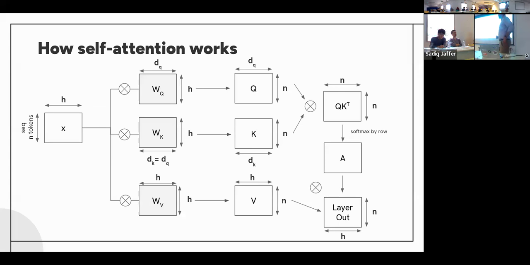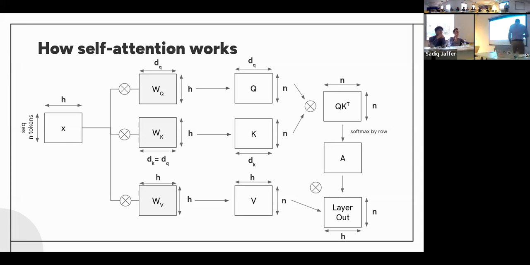So how does self-attention work? Right. So we have X, our sequence, right? Each point in the sequence has a vector of dimension h. And so we can turn that into a matrix H, where it has n rows, where n is the sequence length, and it has h columns, because it's of dimension h.